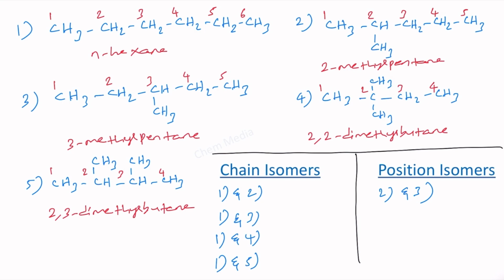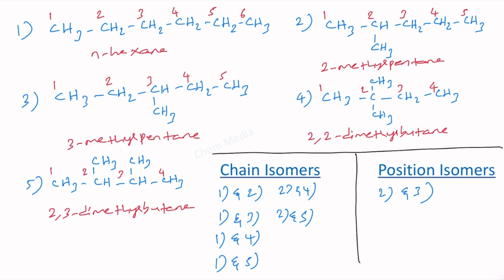How about 2 and 4? Parent chain is different. Side chain, in one case it is methyl, in another case we have 2 methyl groups. So even though the side chain can be considered as same, we have 2 methyl groups in one case, 1 methyl group in the other case, and also the parent chains are different. Therefore, they are definitely chain isomers. 2 and 4 are chain isomers. 2 and 5 chain isomers. Parent chain itself is different.